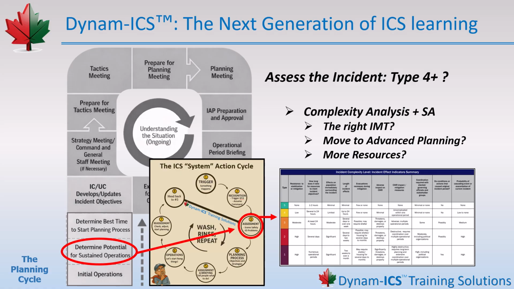After some serious discussion with command and general staff, and with the agency having jurisdiction, we're confident this incident has the potential for sustained operations. And if that's the case, we may need to move into a formal planning cycle with a written incident action plan. In plain language, we're going to be here for a bit.